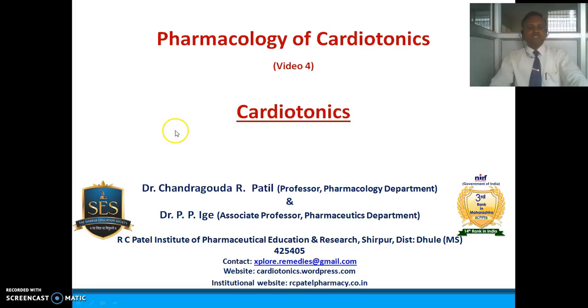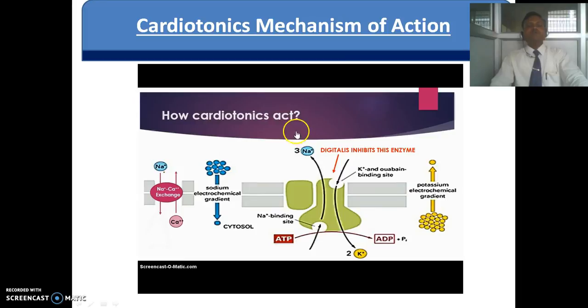In earlier videos, we have seen that for maintaining the action potential across the cardiac cell membranes, different types of ion channels are functional. Now, in case of cardiotonics, these drugs particularly act by inhibiting the sodium-potassium ATPase channel. This figure is showing the sodium-potassium ATPase channel along with sodium and calcium exchange.